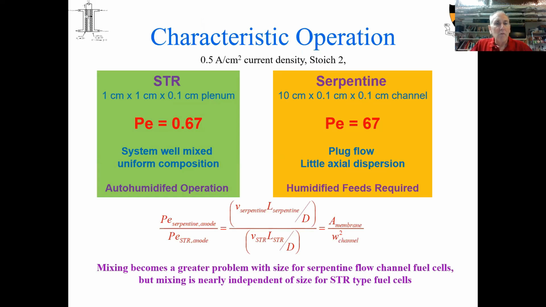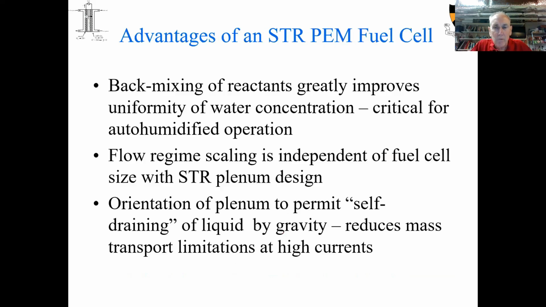The Peclet number for the stirred reactors is less than 1. So the system's well mixed, you get uniform composition, and auto-humidified operation is feasible. If we take the serpentine design, the Peclet number is on the order of 100. You have plug flow in the flow channels, you get little axial dispersion, and you have to humidify the feeds for the fuel cell to operate.